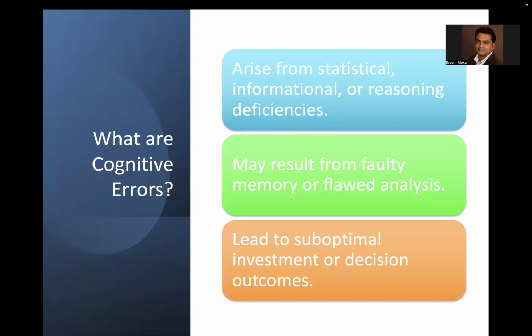So what are the cognitive errors? Cognitive errors, as I said, come from statistical information, reasoning deficiencies, and result in faulty memory and flawed analysis. This leads to suboptimal decisions. You take the decision, like the mortgage rate decision, but that's not the optimum decision. Given the information, you took the best information, but that's not the optimum. It's suboptimal.